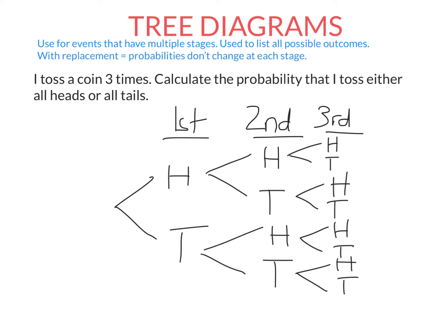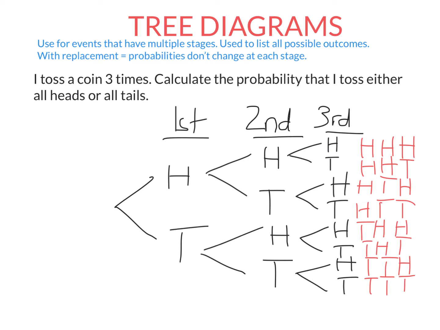We do this by following branches. The first outcome is heads, heads, heads. If you toss a coin 3 times, you can get heads all 3 goes. The next outcome is heads, heads, tails. Again, just follow the branches. Heads, heads, tails. The next one is heads, tails, heads, and so on. You'll see that there are 8 outcomes in total. The reason there are 8 outcomes is that there are 2 outcomes at each stage, so the total number of outcomes is 2 times 2 times 2, which gives us 8.